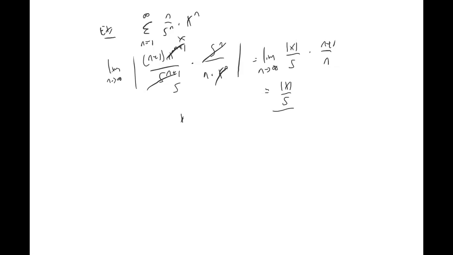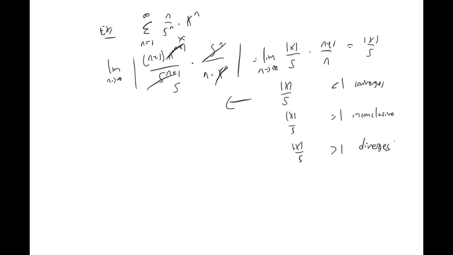And again, it's 3 cases. When this thing is less than 1, it converges. When it's equal to 1, inconclusive. And when it's bigger than 1, it diverges. Okay. So you could translate this: this means the absolute value of x is less than 5, or the absolute value of x is equal to 5. And we don't really care about divergence.